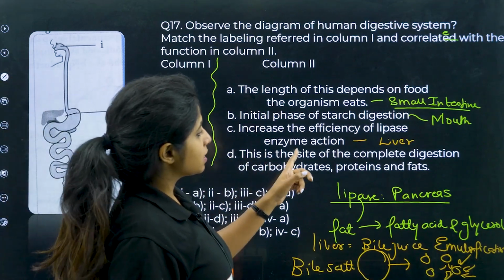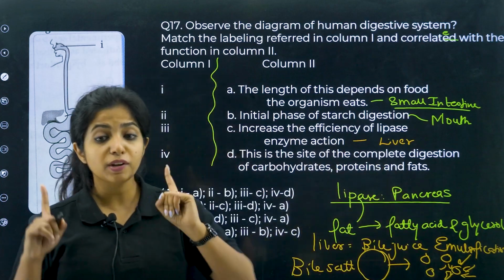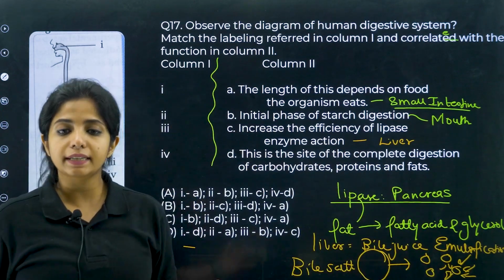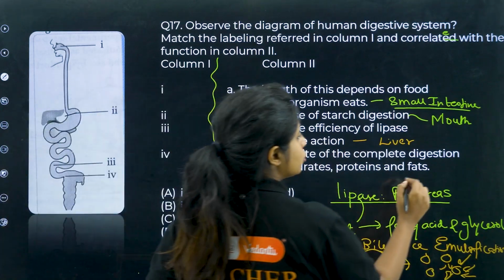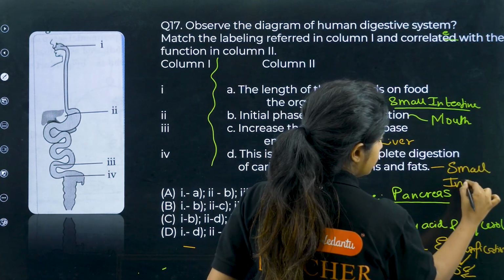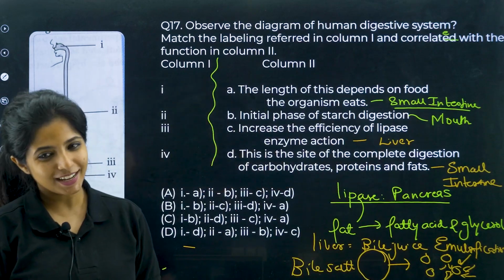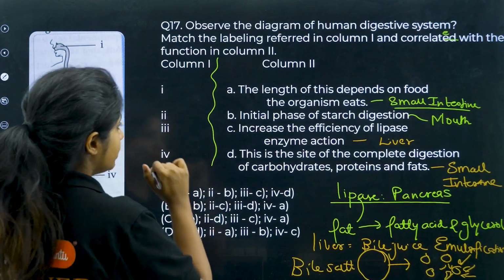Now, this is the site of the complete digestion of carbohydrates, proteins and fats. I told you there is only one ultimate site for complete digestion, and that ultimate site will be what, children? That will be your small intestine.